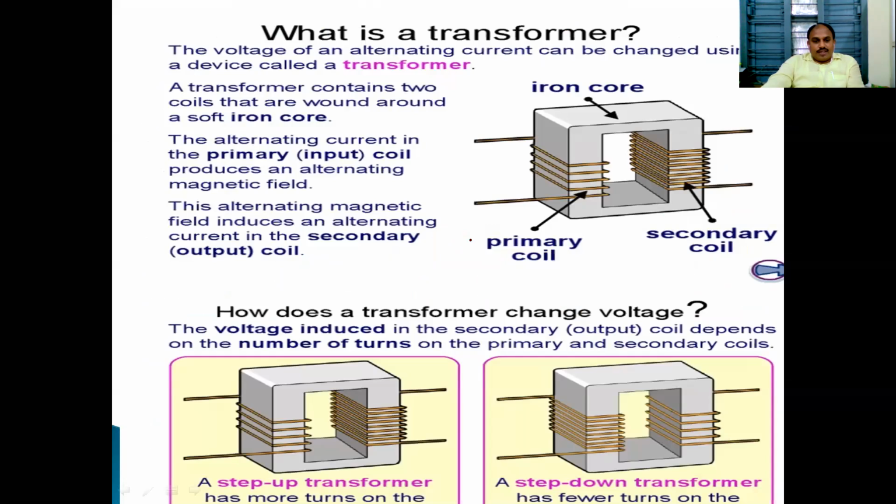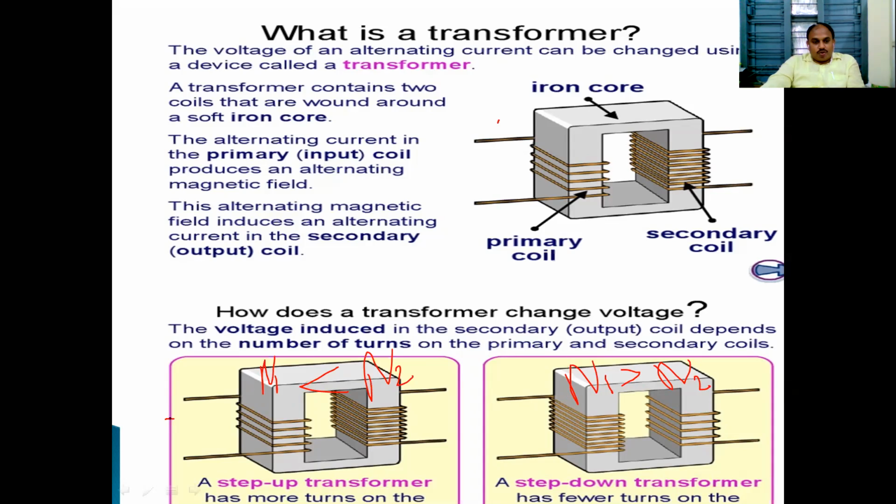Now see the difference between the step-up transformer and the step-down transformer. In a step-up transformer, the number of turns in the secondary is N2 and in the primary is N1. N1 is less than N2, or N2 is greater than N1. In a step-down transformer, N1 is greater than N2. For the step-up transformer, N1 is less than N2, so the voltage steps up.